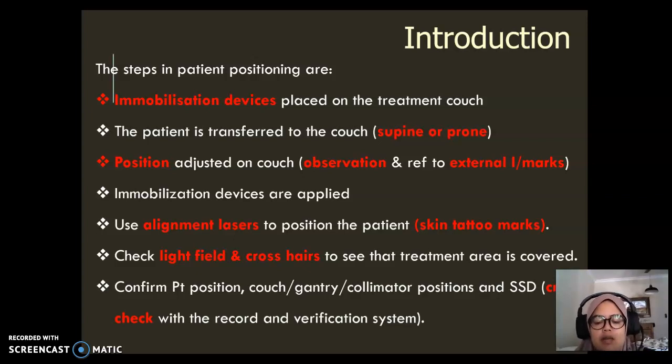Then once the patient is comfortable, you will need to immobilize the patient using all the immobilization devices that you already set up. After that, there will be two alignment lasers that will help you to position the patient, so that you can align it with the skin tattoo marks on the patient itself.